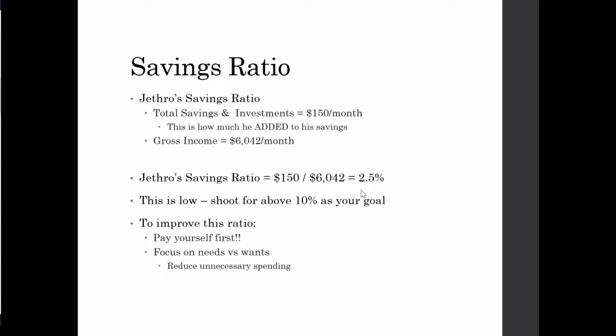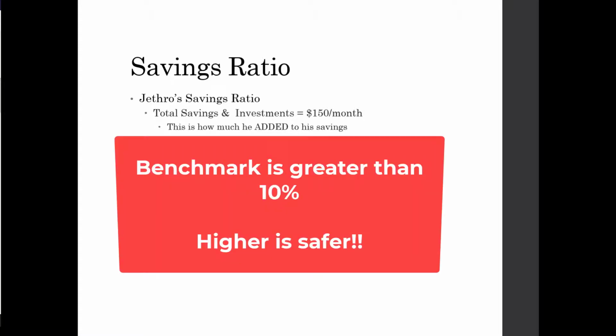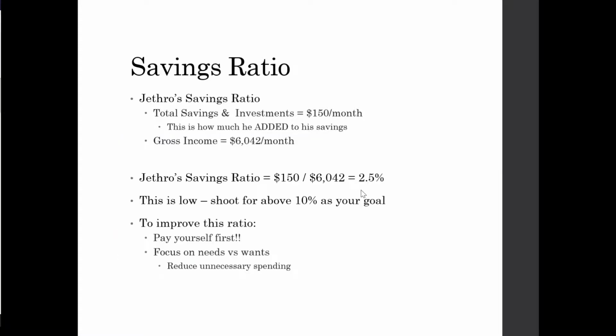This says that Jethro is saving and investing 2.5% of his gross income, or for every $1 that he has in gross income, he is setting aside 2.5 cents towards his savings and other goals. This is low, especially at Jethro's age. He probably should be up closer to 10%, if not above 10%.